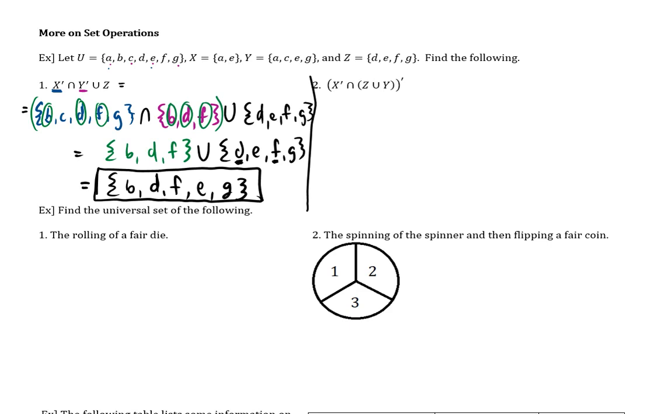Notice, slowly pick away at it. All right, so in number 2, we have all of it in a big parentheses and then a not symbol at the end of it all.